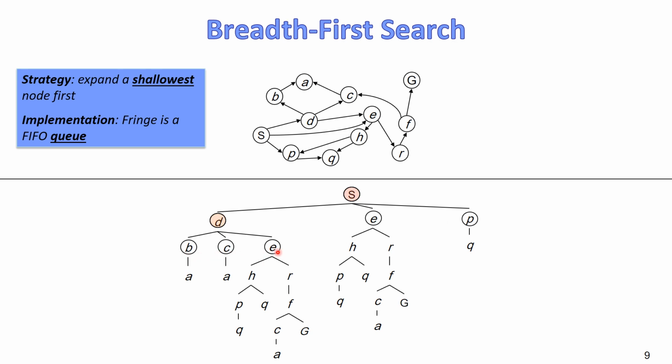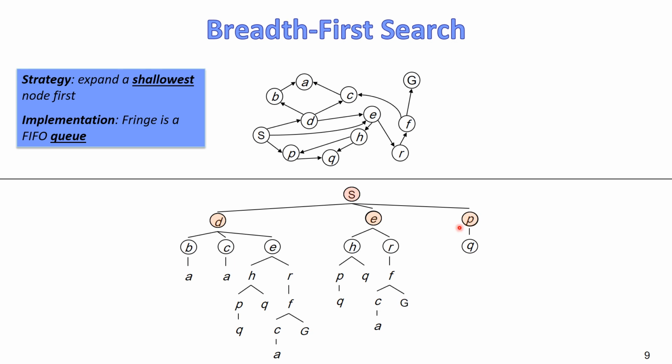Now, where is the shallowest one? It should be one of these two, E or P. So arbitrarily again we will choose E. If we were using DFS, we would choose one of those three nodes, remember from last time? But in BFS, we'll choose one of these two. So here we'll choose E. So we'll expand it to H and R. Now, which one to be expanded next? It should be the shallowest, which is P here. So we'll expand it to Q.